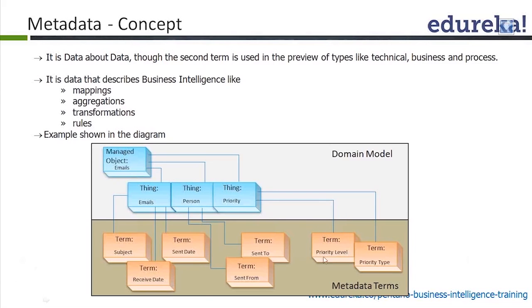Then priority has terms, priority level and priority type. So it can have multiple levels, and it can have multiple types. So which type, and in that type, which level. So this is the example of the metadata concept.